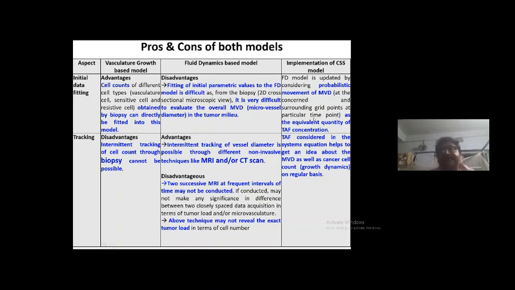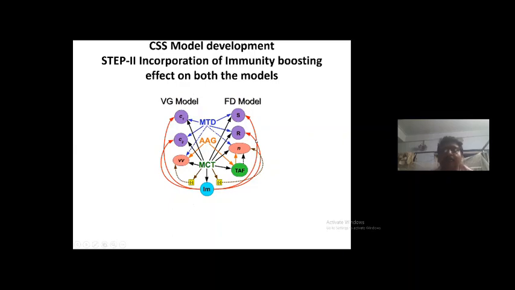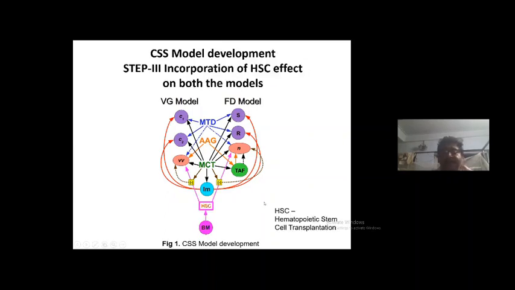So all these things are put together to make the CSS model. Another important thing is that in the FD model, TAF was considered. TAF is a soluble factor that can be tracked throughout the follow-up. This overall makes the synergism in the system.